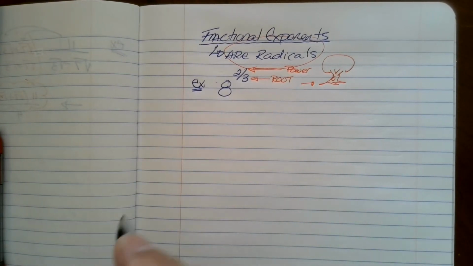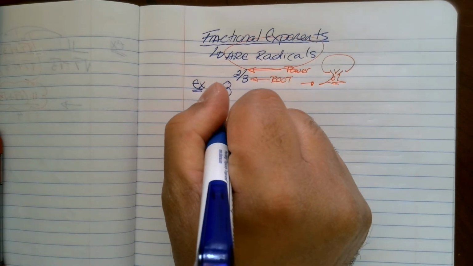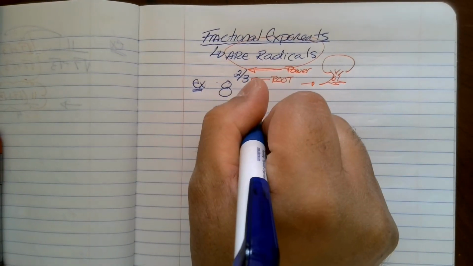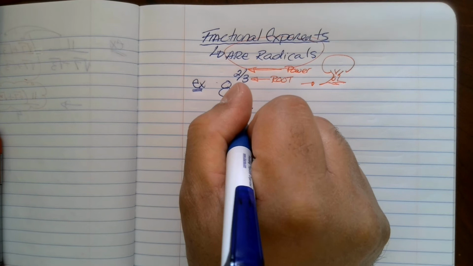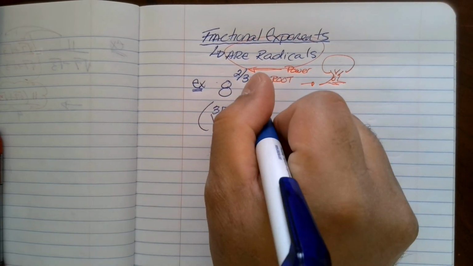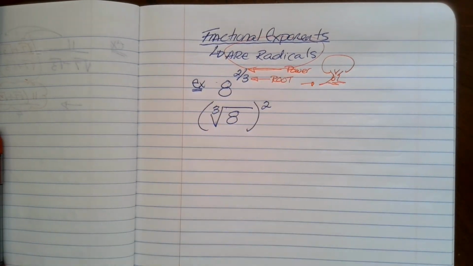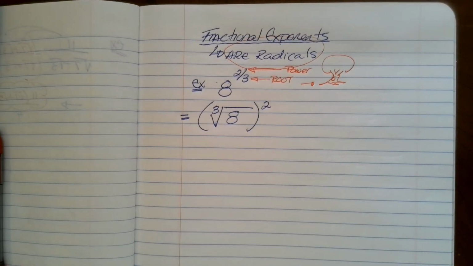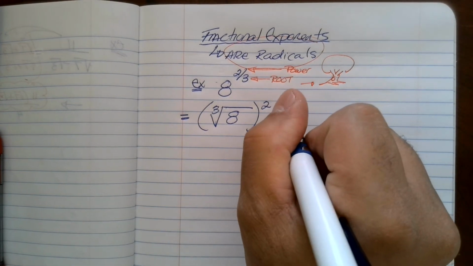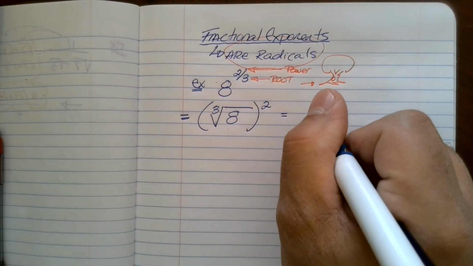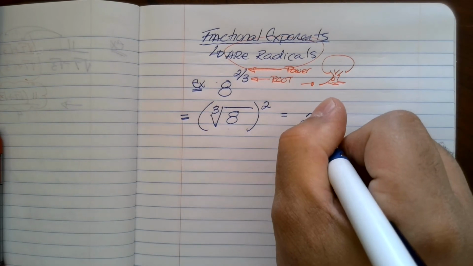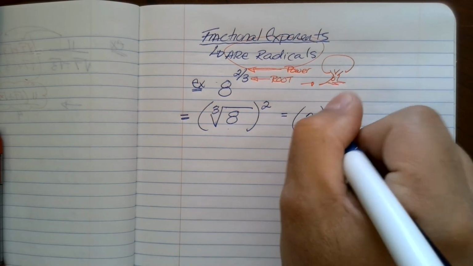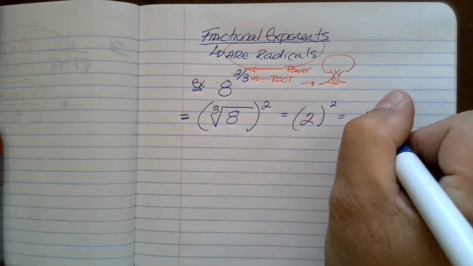So this would be written as the cube root of 8 to the second power. It would be equivalent to the cube root of 8 to the second power. And then we could simplify that, because I know the cube root of 8 is 2. So this would really be 2 to the second power, which is 4.